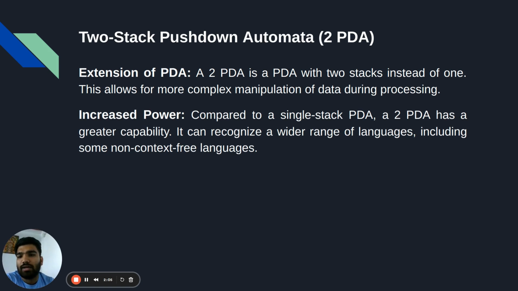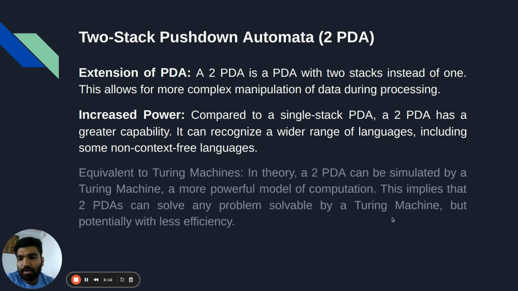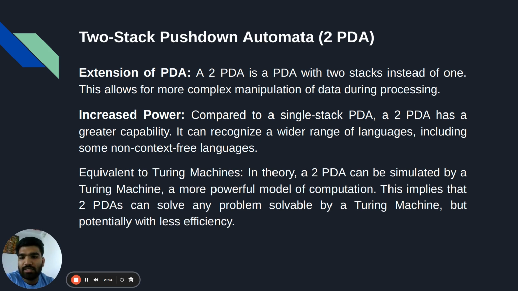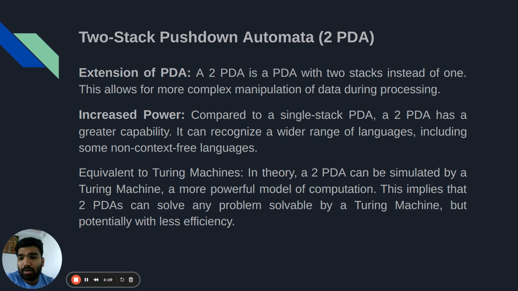A 2-PDA has the greater capability. Absolutely, it can recognize a wider range of languages, including some non context free languages. It is equivalent to a Turing machine. In theory, a 2-PDA can be simulated by a Turing machine, a more powerful model of computation. This implies that a 2-PDA can solve any problem solvable by a Turing machine, but potentially with less efficiency.